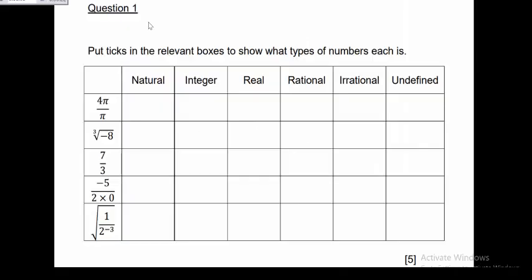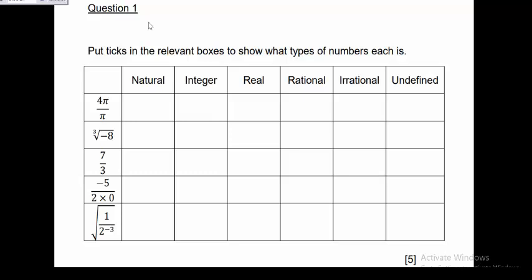The number system, to prepare for this question. So without wasting your time, let's go to the first question. Put ticks in the relevant boxes to show what types of numbers each is. So you have your set of natural, integers, real, rational, irrational, and undefined. There's only one thing missing: whole numbers.